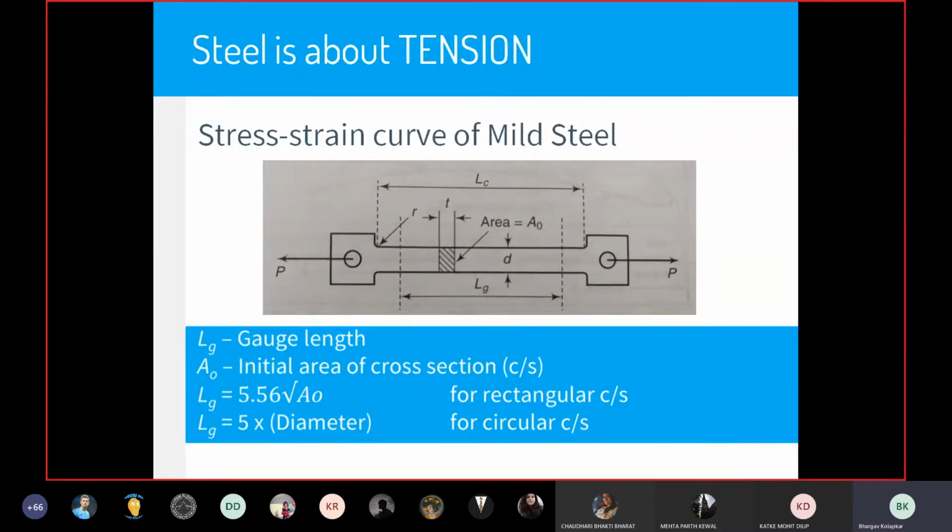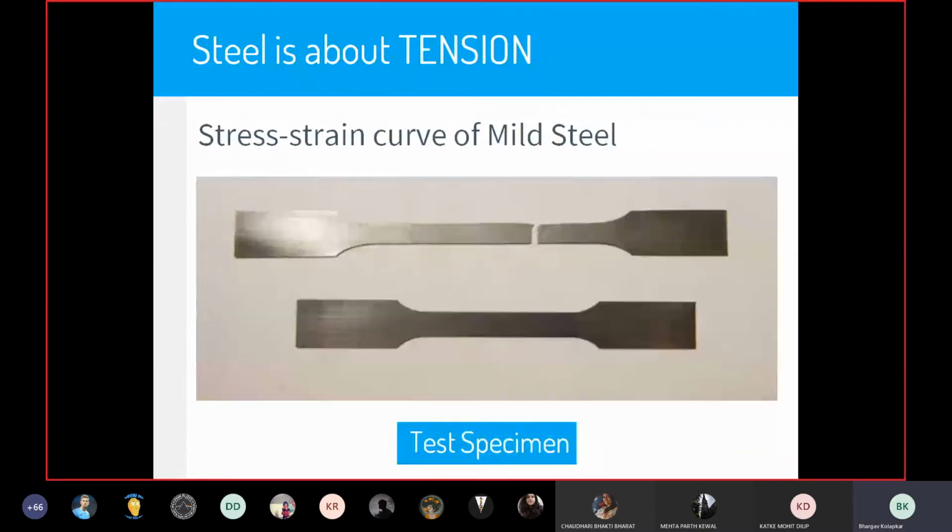So the only two parameters that we look at initially are the area of cross section before the load is applied and the length before the load is applied. Just to give you before and after pictures of the coupon, the bottom one is before the test and the top one is after the test. This is just to give you a sense of how much steel elongates before it fails.